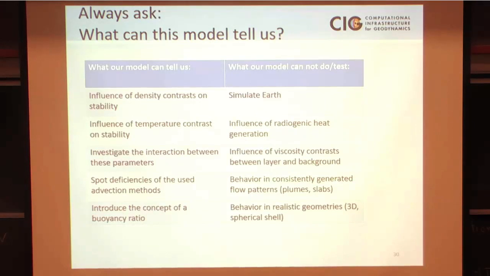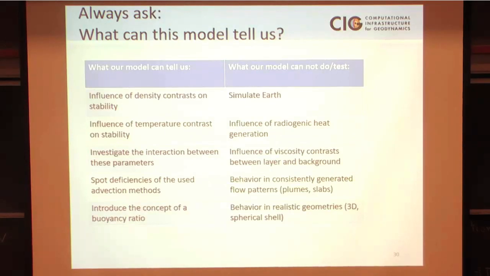We have an isoviscous model, which means everything moves approximately at the same speed, and if you apply the same force, it's more or less the same speed all over the model. And the Earth is not like that. The Earth has big differences in viscosity, from the upper to the lower mantle, in a bottom layer, definitely. If you have melting, there will be orders of magnitude of difference in the viscosity. And we completely neglect this in the model.